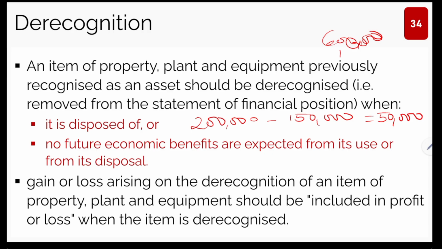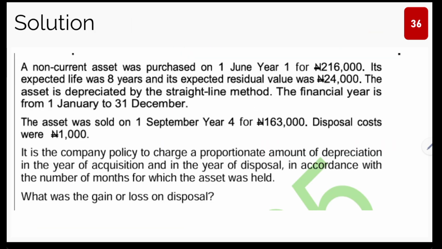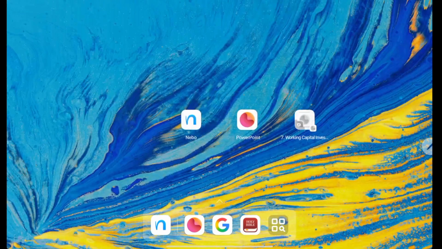Okay, so let's take an example. Let's take this example. It says a non-current asset was purchased on the 1st of June, year one. Okay, I see a lot of numbers there. So let's get to the work notes to solve this.